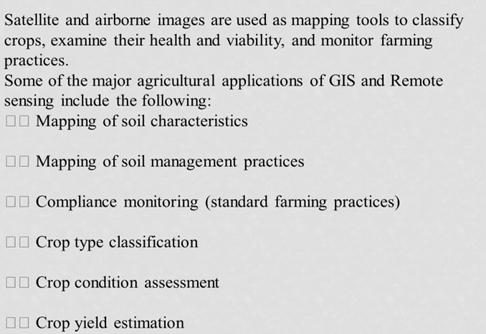These are the main brief applications that we can apply in environmental climatology: mapping of soil characteristics, mapping of soil management practices, compliance monitoring, meaning standard farming practices, crop type classification, crop condition assessment, and crop yield estimation. Firstly, mapping of soil characteristics: what kind of soil these are, how suitable they are for certain kinds of crops, and what their health is. That includes the characteristics the soil has in that area for different crops, and how the soil can be better managed. That's soil management: how it can be better managed for a better yield for any concerned crops.